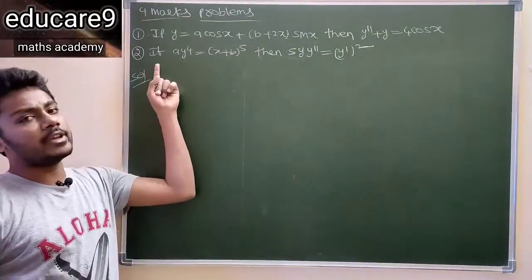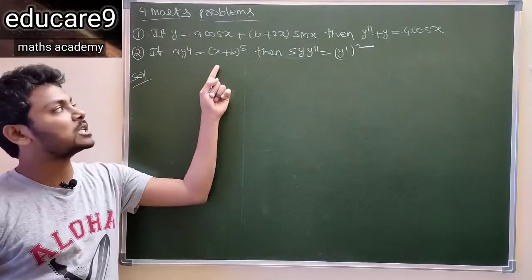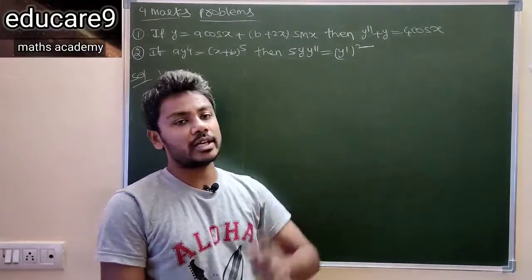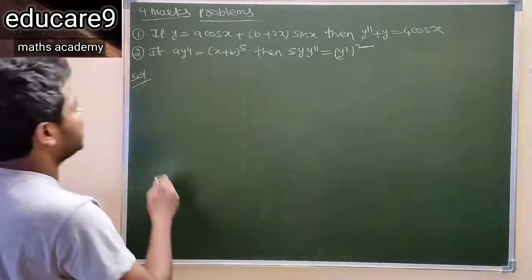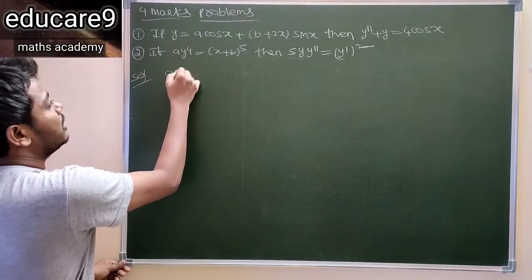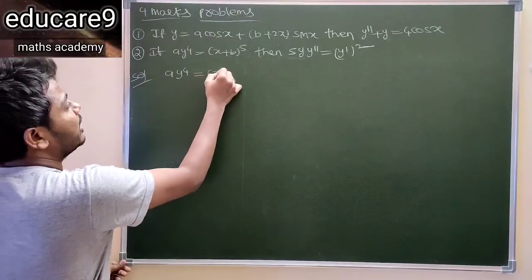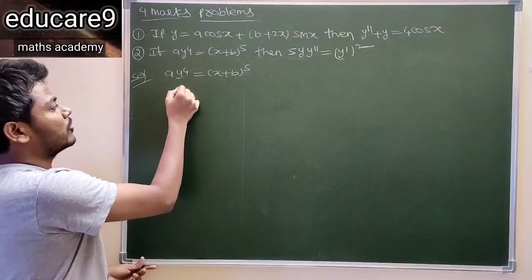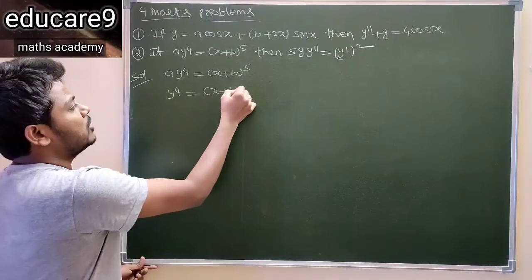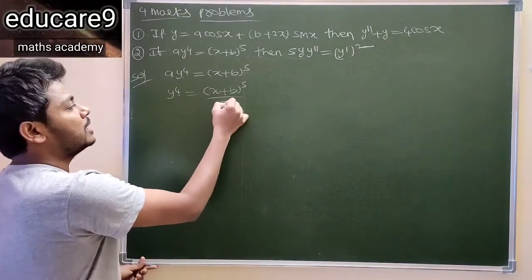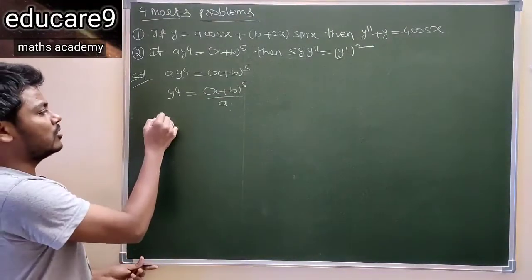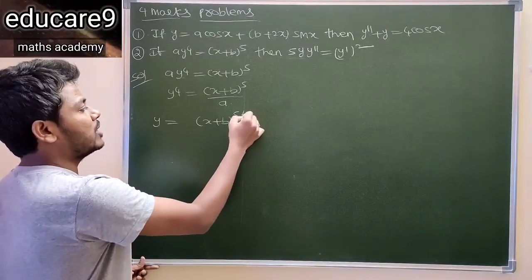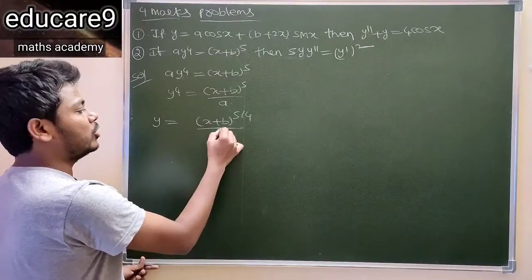See the next solution. If a y to the power of 4 is equal to x plus b whole to the power of 5, then 5y y double dash is equal to what? y dash square. Now see here, given a y power 4 is equal to x plus b whole to the power of 5. So y power 4 is equal to x plus b whole to the power of 5 by a. So what is the y value? y is equal to x plus b whole to the power of 5 by 4 divided by a to the power of 1 by 4.